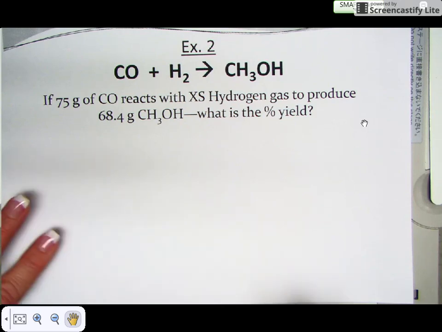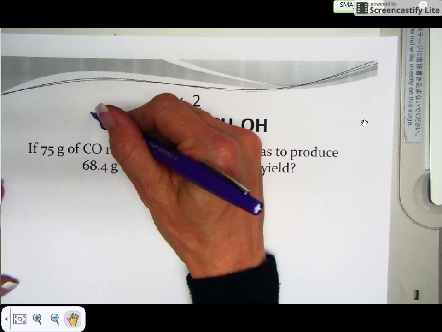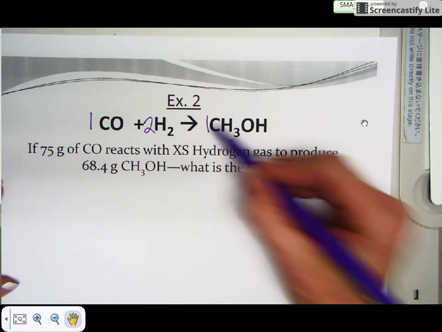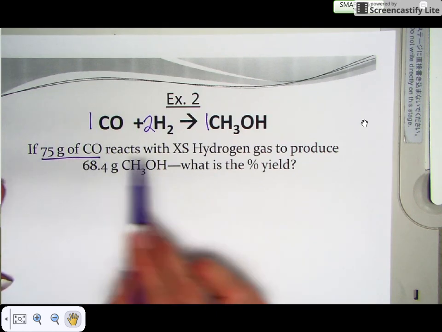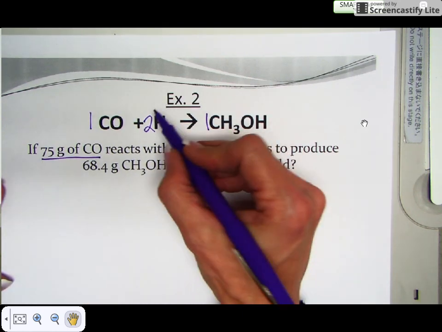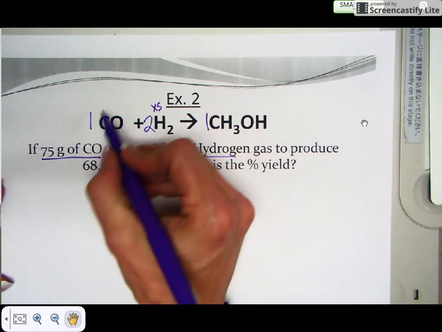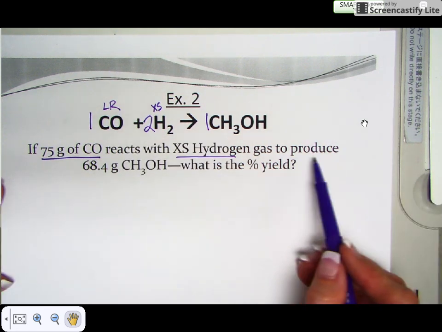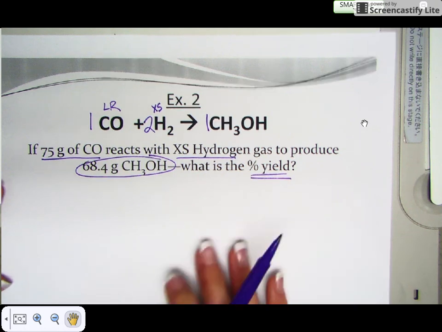The final example here is this equation, which also needs to be balanced. So it's a 1, 2, 1 to balance that equation. This says you have 75 grams of carbon monoxide reacting with excess hydrogen. So again, hydrogen is the excess. It does help to label this up here. Carbon monoxide, therefore, is your limiting reactant. And it says it produces 68.4 grams of CH3OH. What's the percent yield?